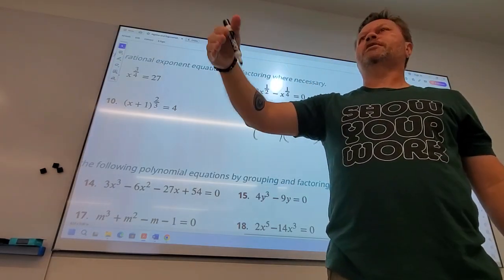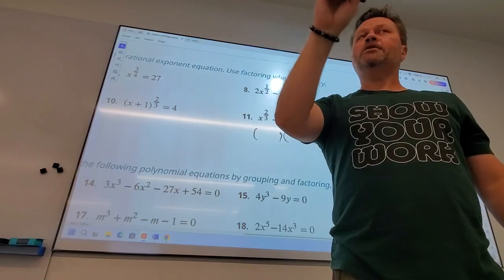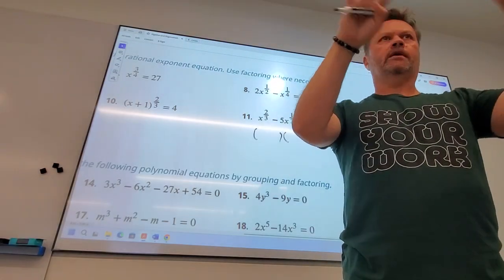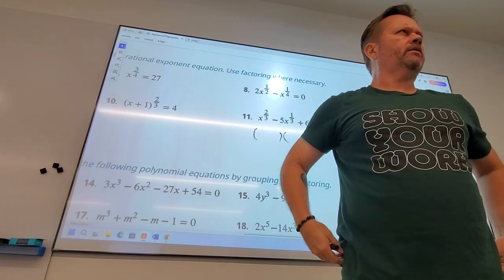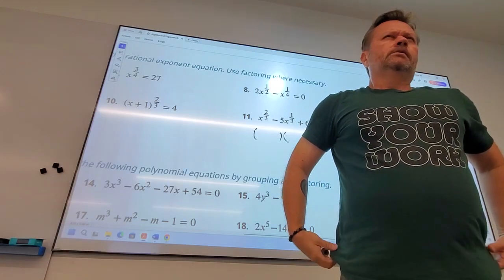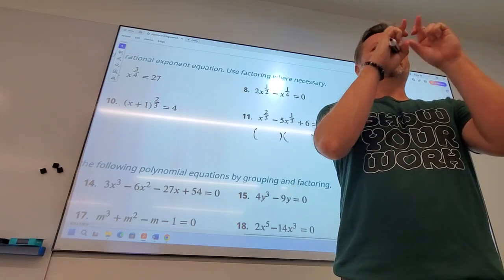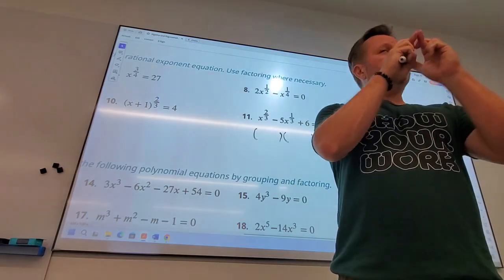So that's what we call quadratic in form. It's not quadratic because it's not squared, but it acts like it because I can cut it in half and everything else flows. Is that better? Is that all right? Yeah. It's better because I originally had no clue. All right, I understand. That one is weird. I agree with you.